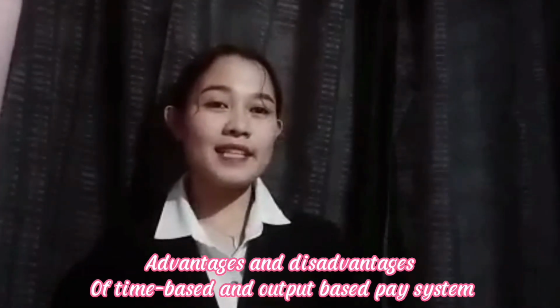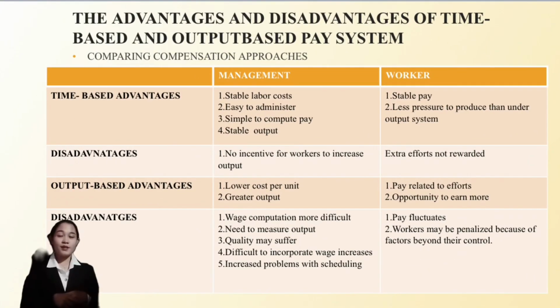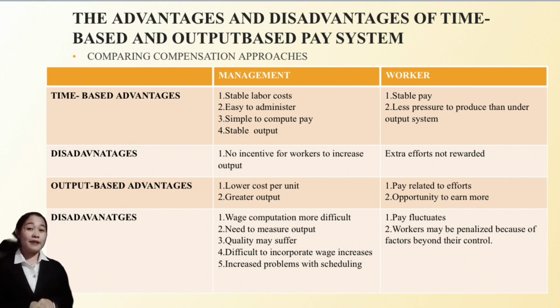This time, I will discuss the advantages and disadvantages of time-based and output-based pay systems. For time-based, the advantages for management are stable labor cost, easy to administer, simple to compute pay, and stable output. For workers, there is also a stable pay, and less pressure to produce than under an output system. Time-based can have disadvantages, of course, such as no incentive for workers, and their extra efforts can't be rewarded, which means their overtime won't be paid by the management.